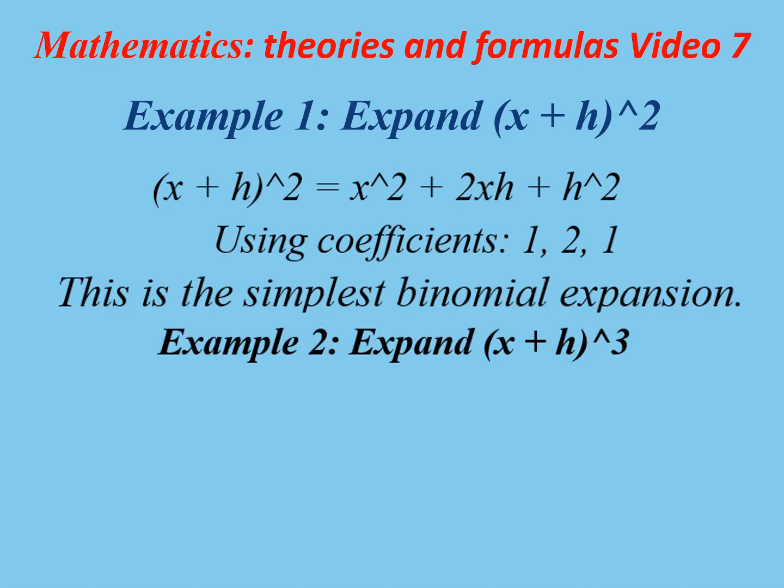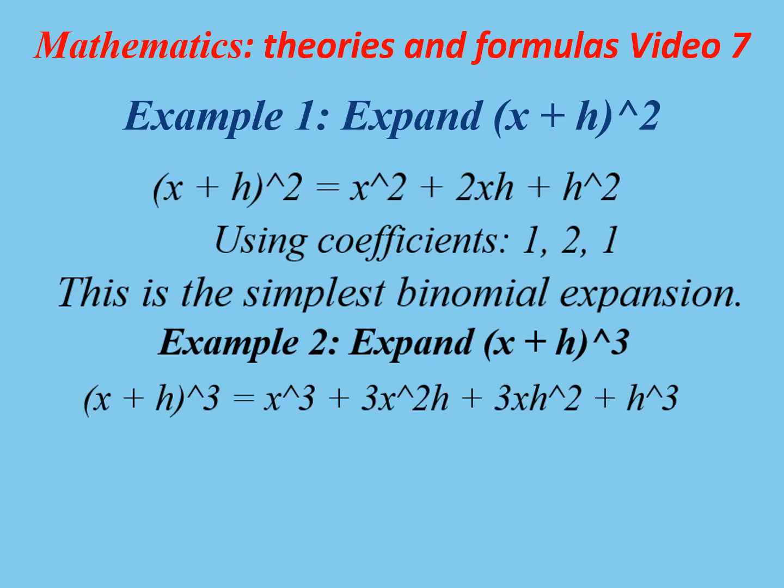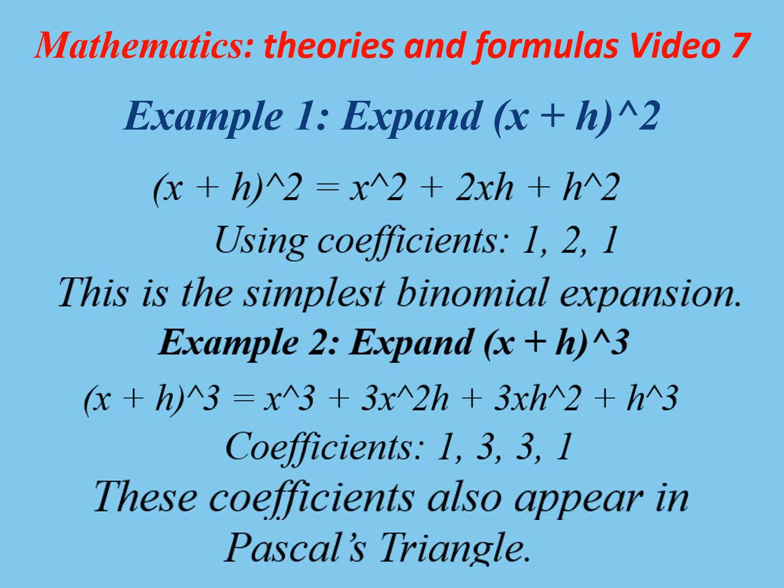Example 2: when we take (x plus h) to the power of 3, we get x to the power 3, plus 3x square h, plus 3xh square, plus h to the power 3. So we get 4 terms here. When n is equal to 3, we get n plus 1 terms, which is 4. The coefficients are 1, 3, 3 and 1. These coefficients also appear in Pascal's triangle. We will separately make a video for Pascal's triangle and upload it.